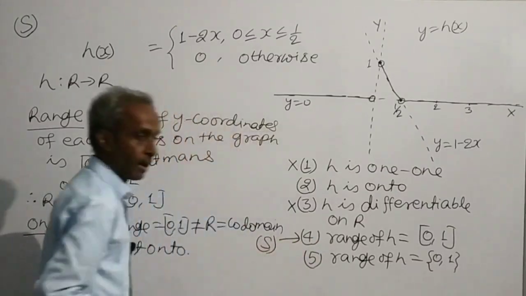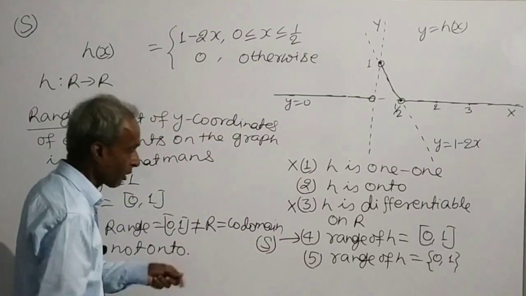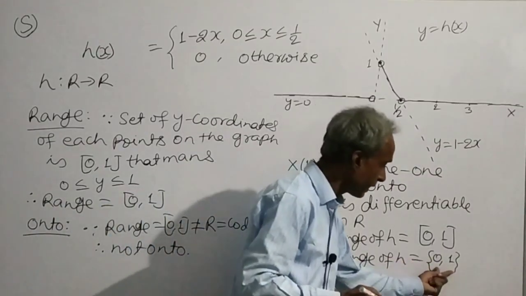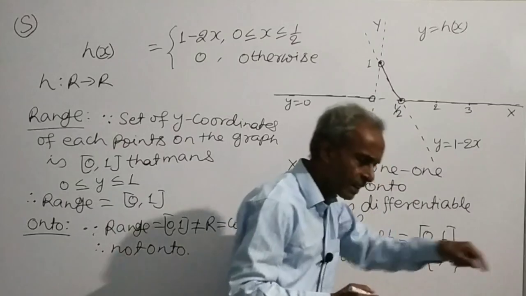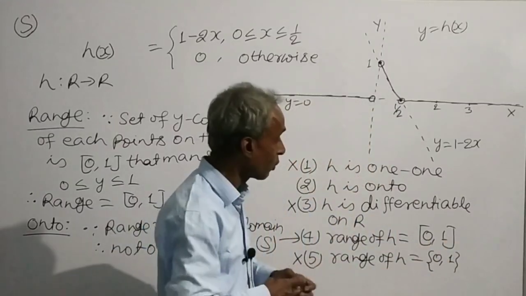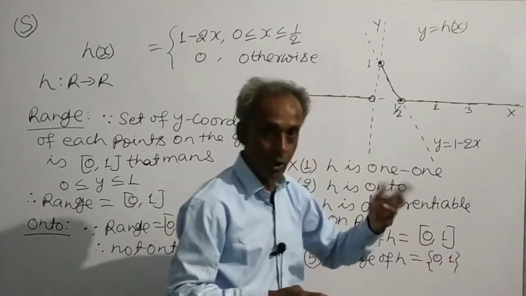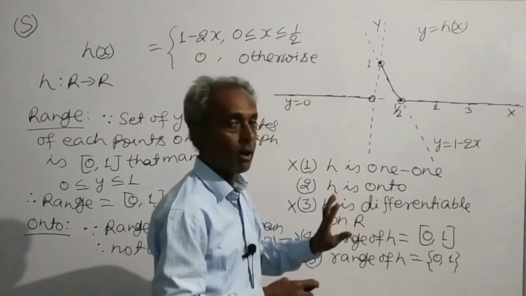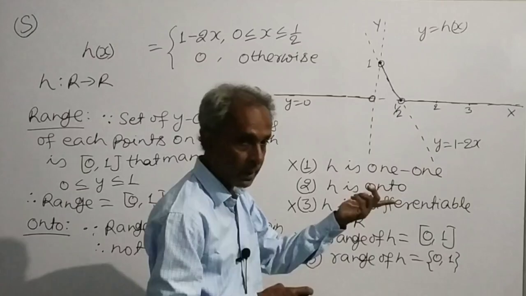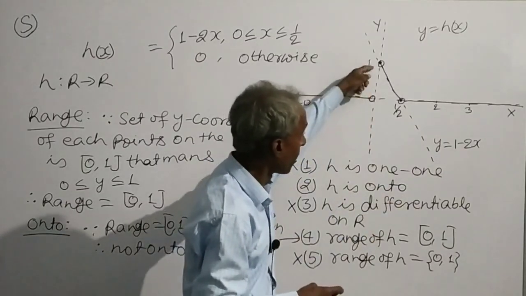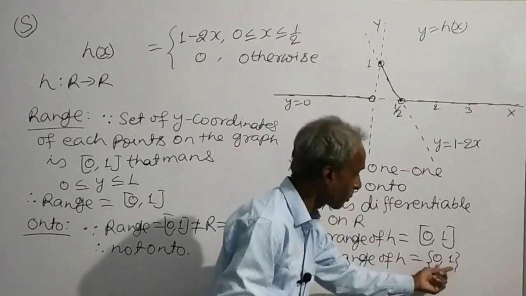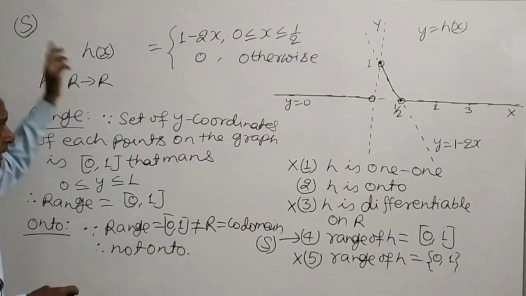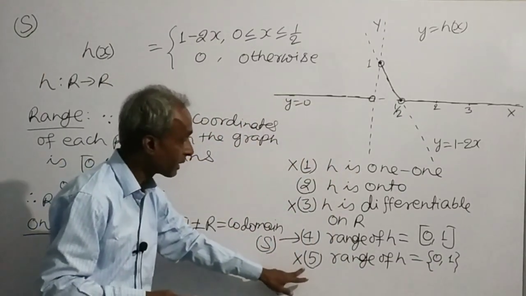And S cannot be matched with this because this is a set containing only two numbers, 0 and 1, not any other number which is greater than 0 or less than 1, like 1 by 2, greater than 0 and less than 1, is not present in this set. Therefore, this entry S cannot be matched with this.